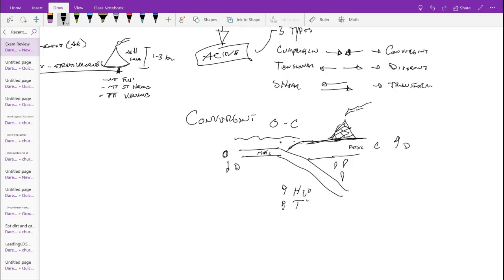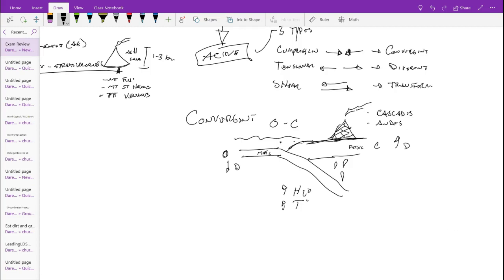A good example of this kind of setting might be the Cascades in the northwestern United States. Maybe the Andes would be a good example of this too. Both settings have these stratovolcanoes, where the oceanic crust goes down and then magma comes back up to form these stratovolcanoes. The magma is being formed, or melted, because of the added water and the added temperature of the materials as it goes.